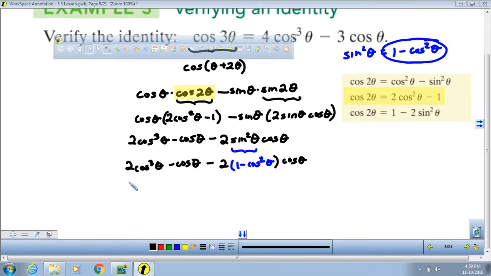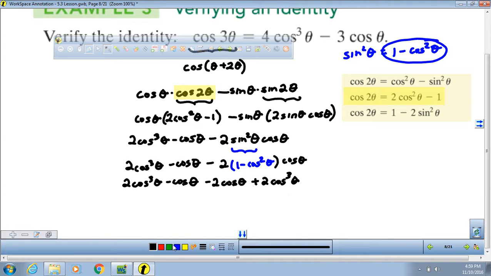What are we going to get then? 2 cosine cube of theta minus cosine of theta. Multiply the 2 and the cosine of theta, distributing them to these parentheses. So 2 times 1 is 2, times cosine of theta is negative 2 cosine of theta, right? Then negative 2 times negative cosine square of theta is positive 2 cosine square of theta, times cosine of theta is positive 2 cosine cube of theta. Cosine squared times cosine will give you cosine cube. What else can you do?